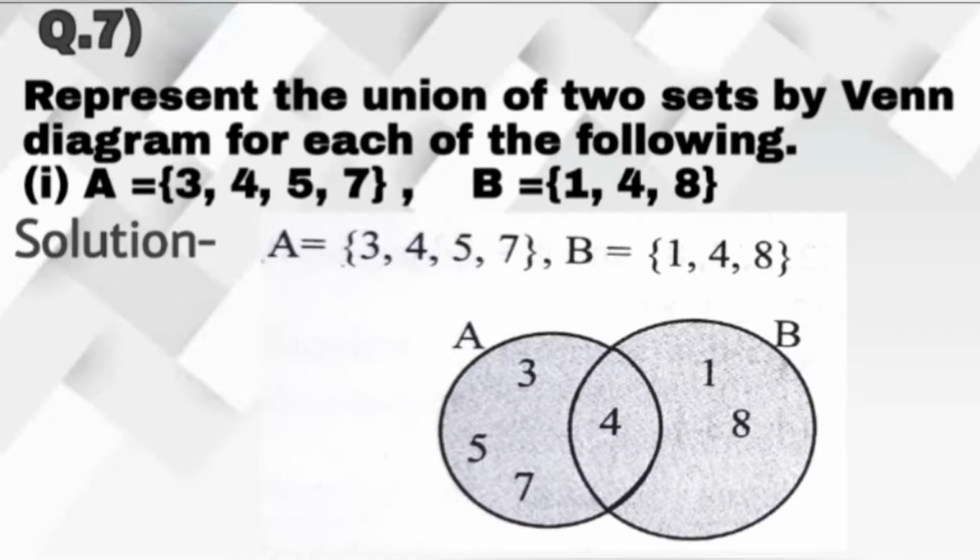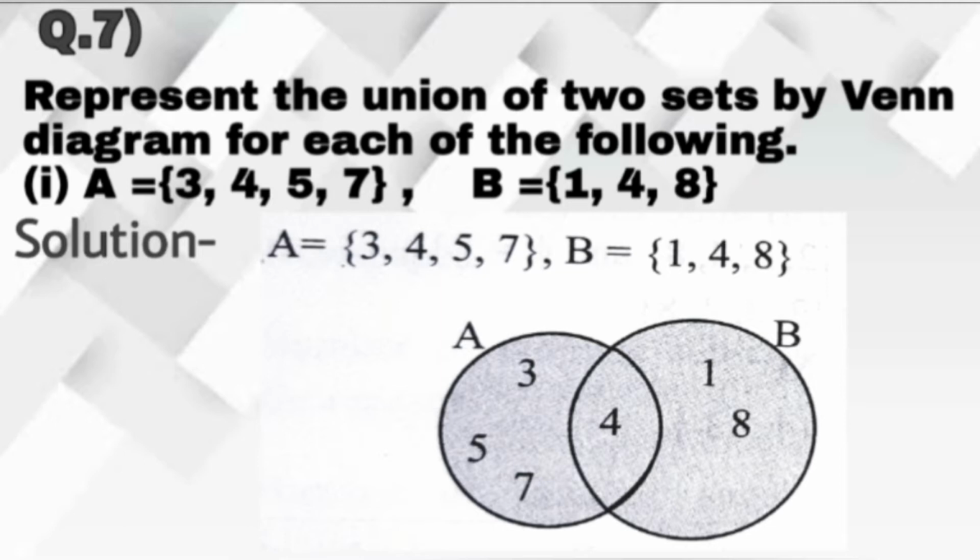Question number 7. Represent the union of two sets by Venn diagram for each of the following. So here we have 3 sub questions and we have to draw Venn diagram of union of sets. So first, in the first one, A is equal to 3, 4, 5, 7. So here are 4 elements in set A: 3, 4, 5, 7. And set B has elements 1, 4, 8. We have to draw the Venn diagram of union of these two sets.